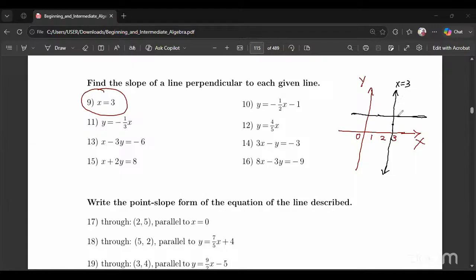A horizontal line. And what's the slope of a horizontal line? The slope of a horizontal line is 0. So the slope of the other line that's perpendicular to this will be 0, if you get what I am saying. I hope that is clear. So if you have a question, you can put it in the comment section.